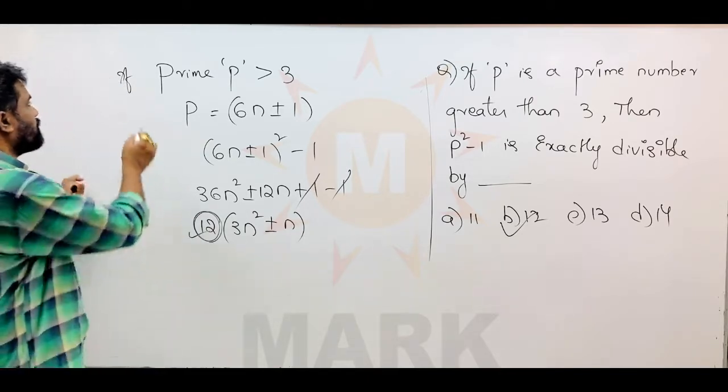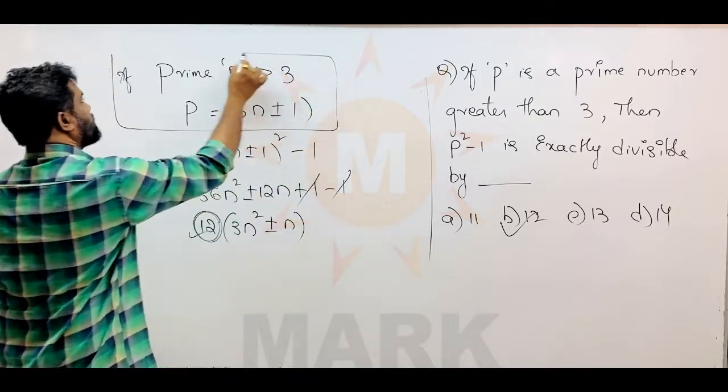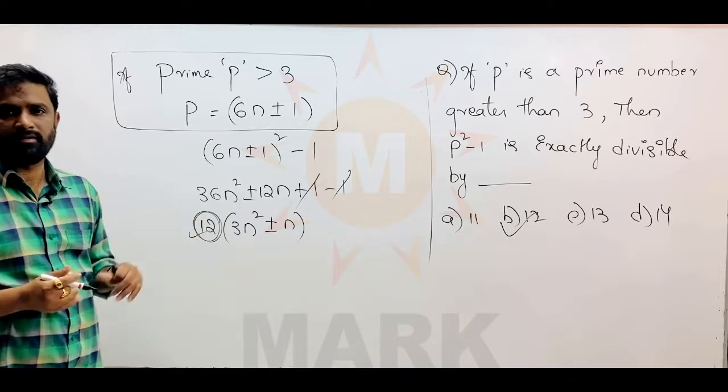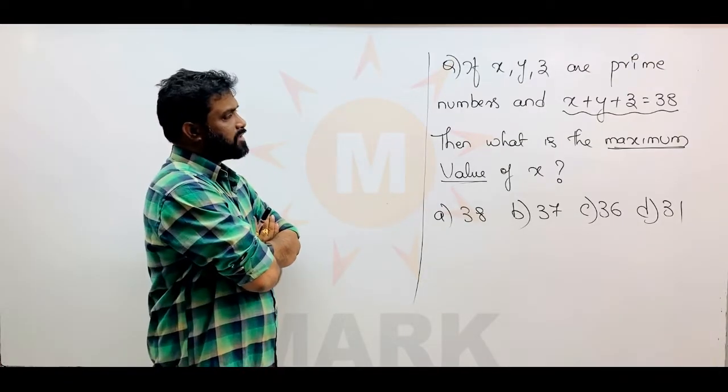So what is the rule that we have used? Any prime number greater than 3 can be written in the form of 6n plus or minus 1, where n is a natural number.